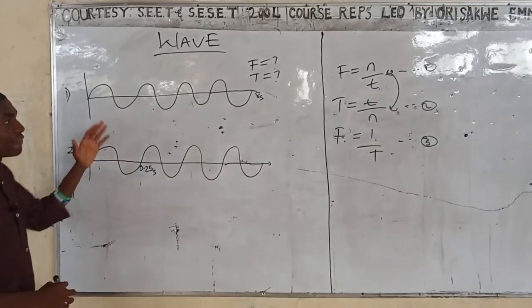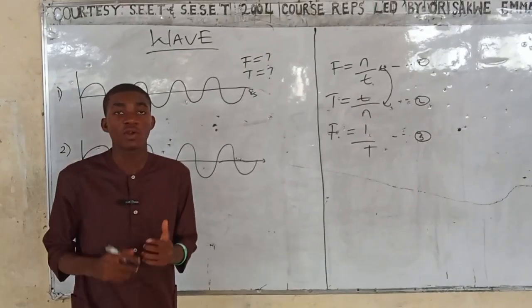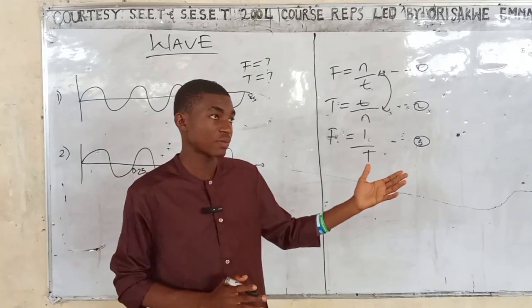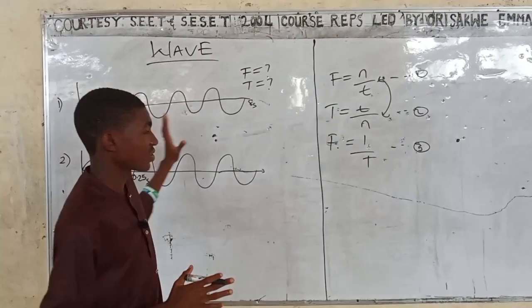For the first question, say we should find the frequency and period from this sinusoidal graph. Most people know how to find frequency and period from the formula method, but most people don't know how to find it from a sinusoidal graph.